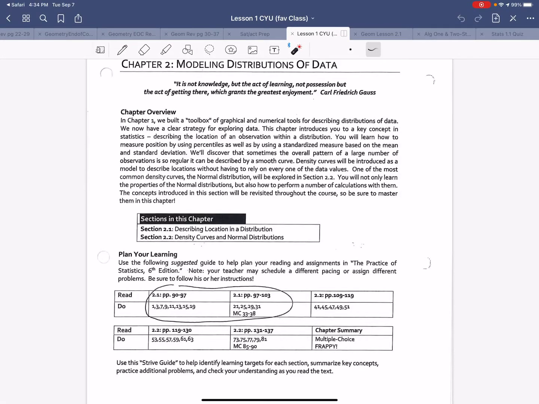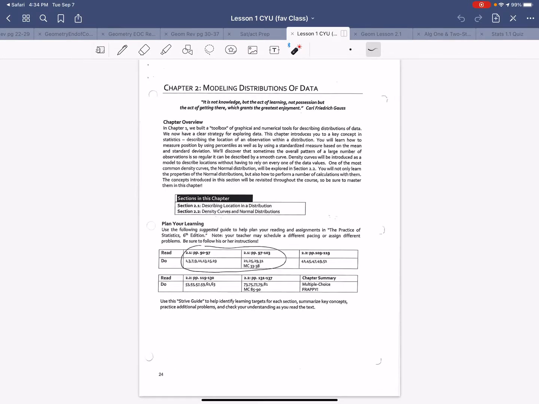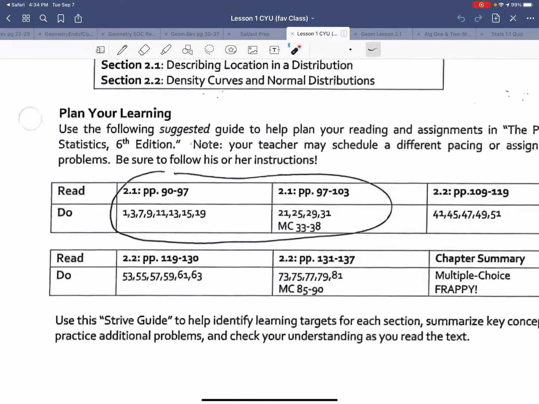Hey guys, here's our homework following our Check Your Understanding. And again, here is our assignment. Now it looks like I'm giving you twice, but remember we're in a block schedule.